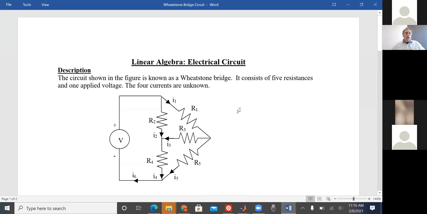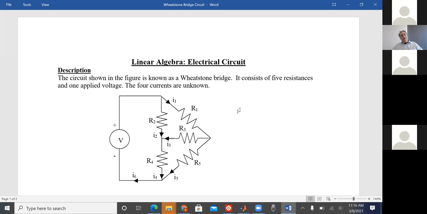Okay, so it's under files, MATLAB linear algebra. And it's called an electric circuit or something. It's what's called the Wheatstone Bridge electric circuit. Okay, so here it is.